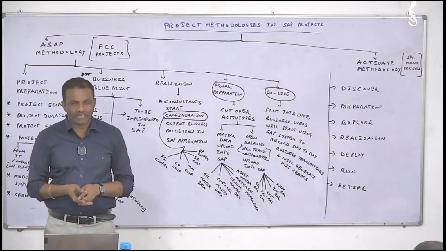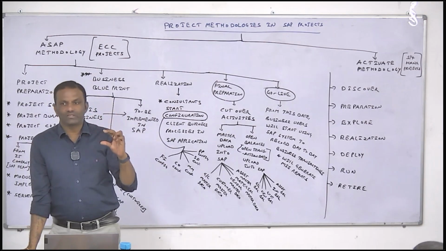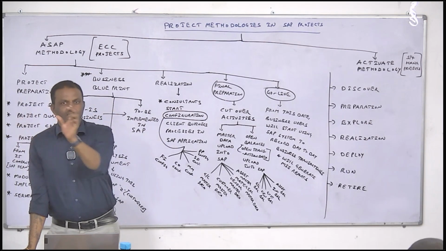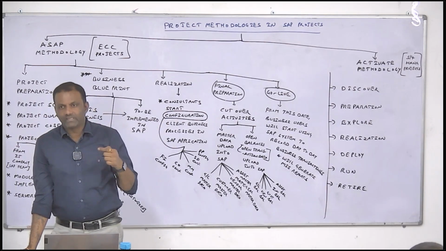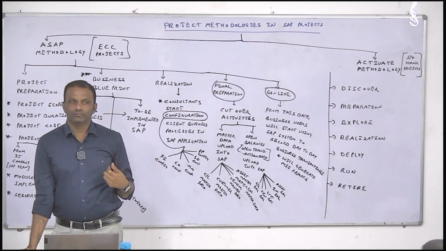For example, GL configuration, a small sprint. AP configuration, a small sprint. AR, materials, and sales and assets. We will divide that into different boxes. Every sprint, we will give an update to them and we will take an update from them. Hope you got my point.